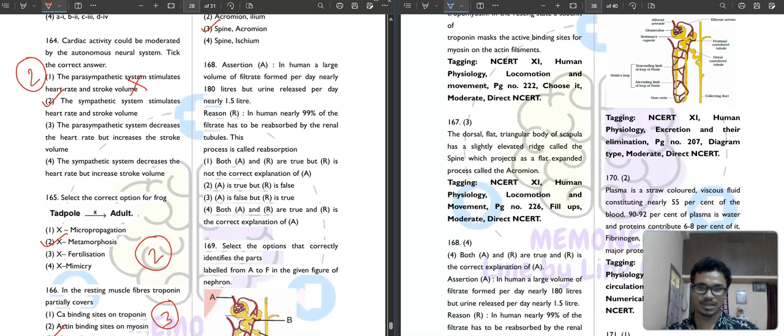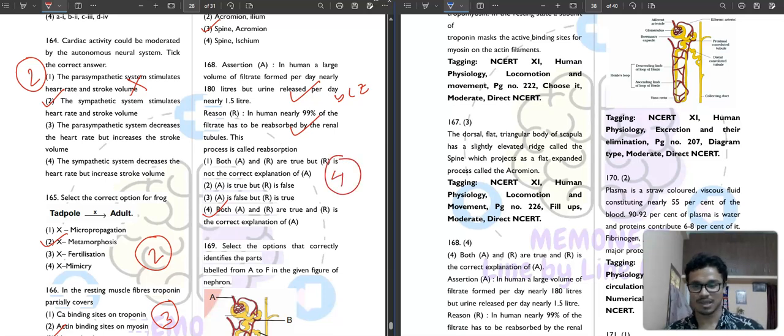Then question number 168. It is saying that assertion: in human beings, a large volume of filtrate is formed per day, nearly 180 liters, but urine released per day is nearly 1.5 liters. Yes, it's absolutely correct. Because in humans, nearly 99% of the filtrate has to be reabsorbed by the renal tubule. So the assertion is correct, and the reason is the correct explanation of the assertion. Sorry, the fourth option is the correct answer.